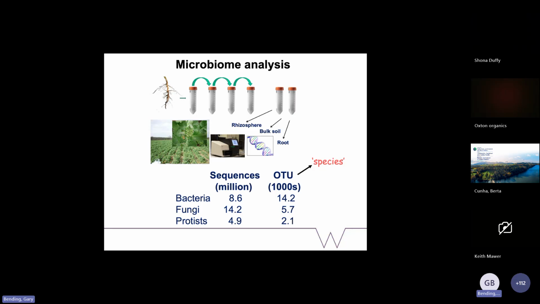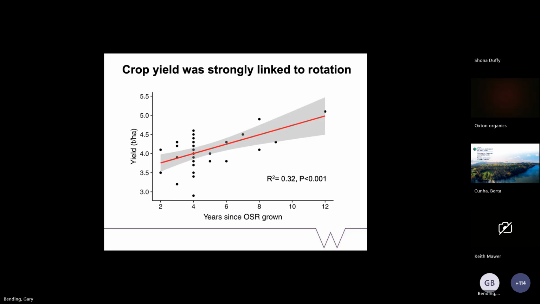We extracted DNA from these fractions, and then we sequenced the DNA. We used amplicon or metabarcoding sequencing to do this, and you can see that we profiled bacterial, fungal, and protist sequences. These are the numbers of sequences and species, called OTUs, operational taxonomic units, that we were able to profile over the systems. This gives you an idea about how complex the microbial communities in these cropping systems were. We had about 14,000 species, if you like, of bacteria, almost 6,000 species of fungi, and 2,000 species of protists within these crop fields.